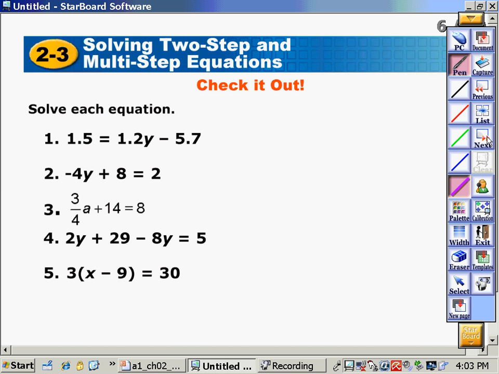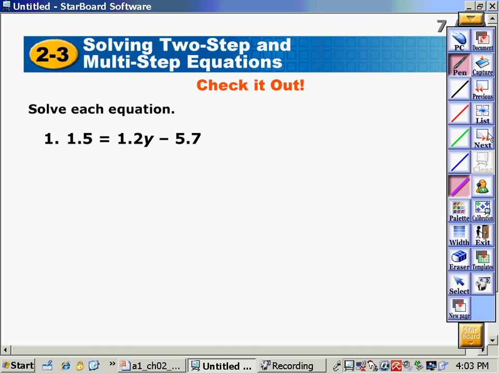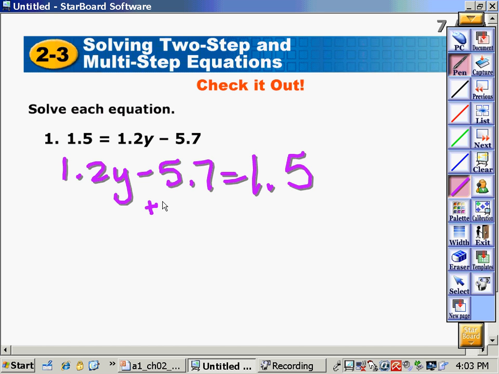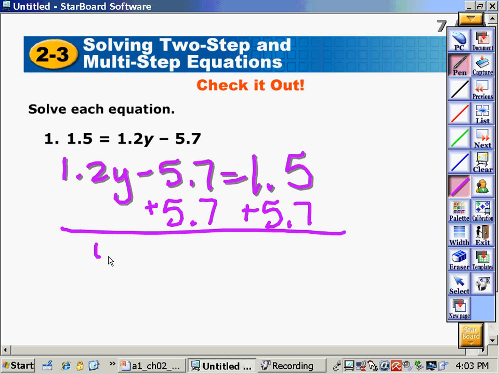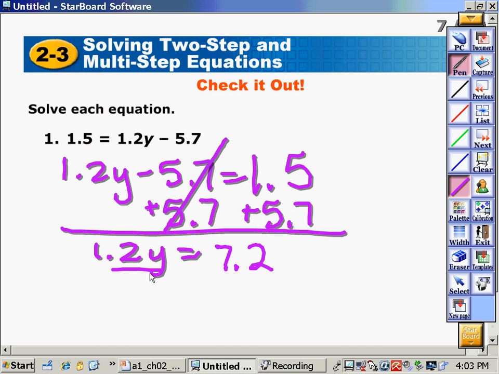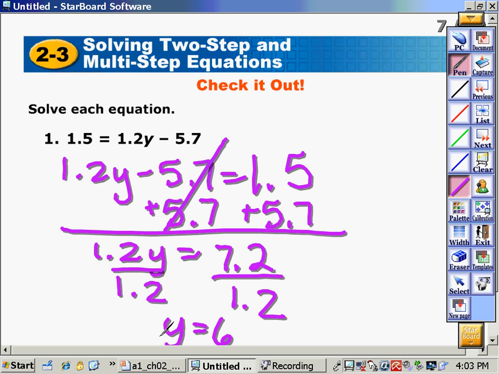All right, thanks for coming back. Here we go. We're going to try the first problem. Let's see if you got it right. I'm going to rewrite it in an order that I am happy with. And then using opposite operations, first I'm going to move the 5.7. 7.2y, these cancel. And that is equal to 7.2. Dividing by 1.2, and y is 6. How'd you do? Did you get it right? There we go.